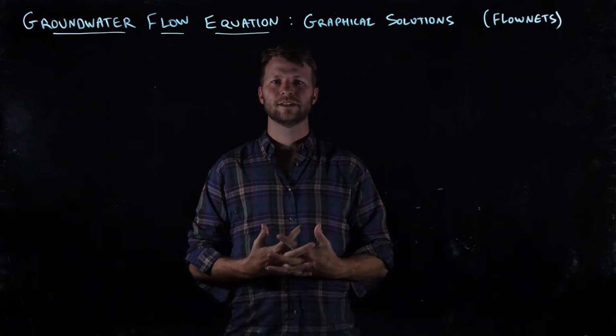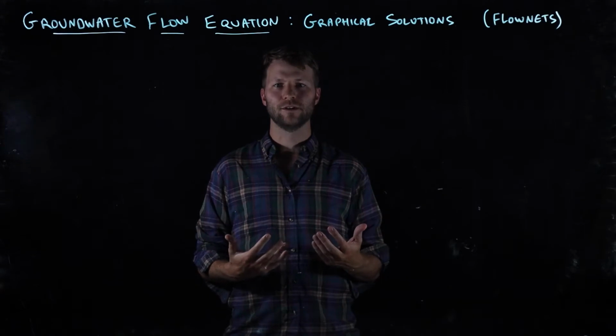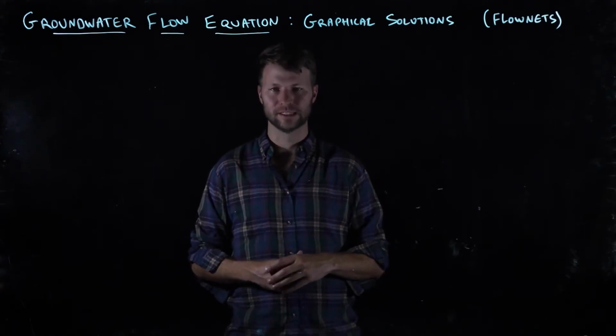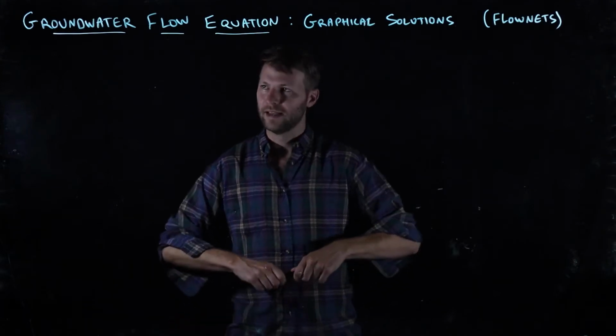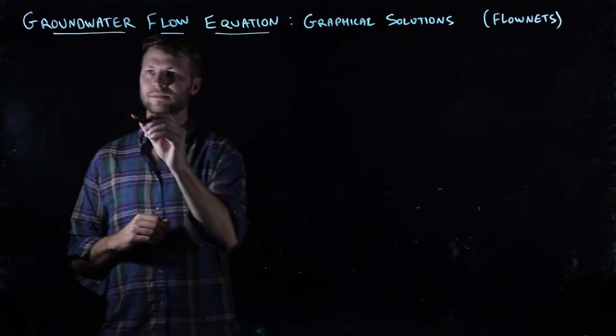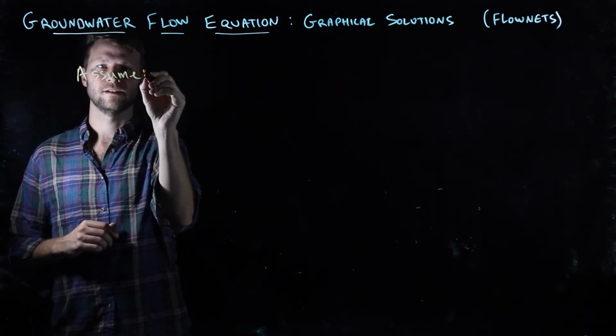We're now going to talk about some simple rules for graphically depicting groundwater flow if we know some very basic boundary conditions about the system of interest. And we're going to start simple. So let's assume some simplifications first when we're doing this to make our lives easy.